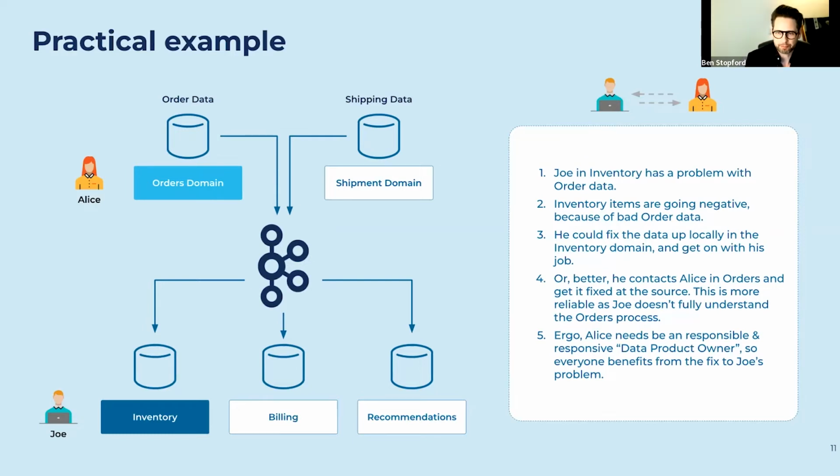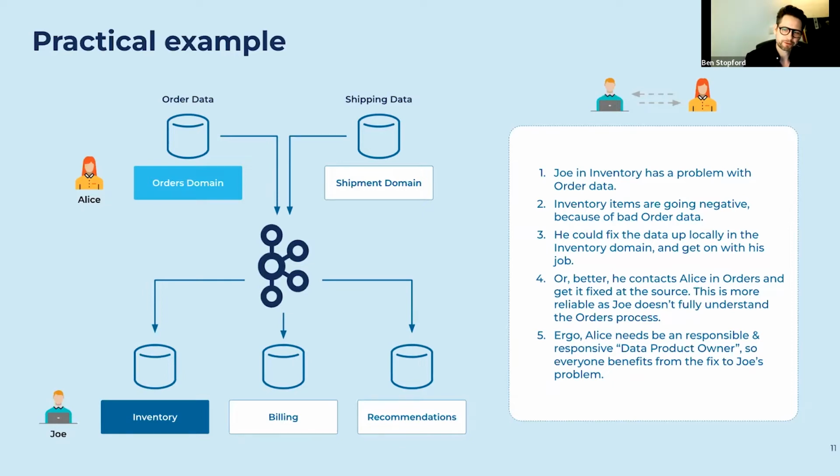So let's take a practical example. In this example here, we have Alice. Alice is working on this order service, which is up in the top left there. And we have Joe down in this inventory system at the bottom. It's kind of a bit tricky for Joe. He's getting this data and he hits a problem. He's like, well, what do I do? The data's bust. There are some weird fields coming in. He's getting errors coming out of his system. So what does he do?